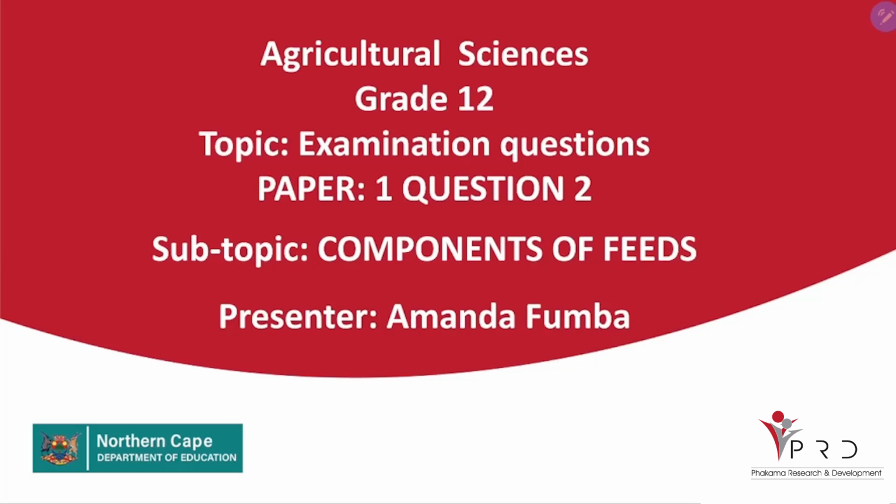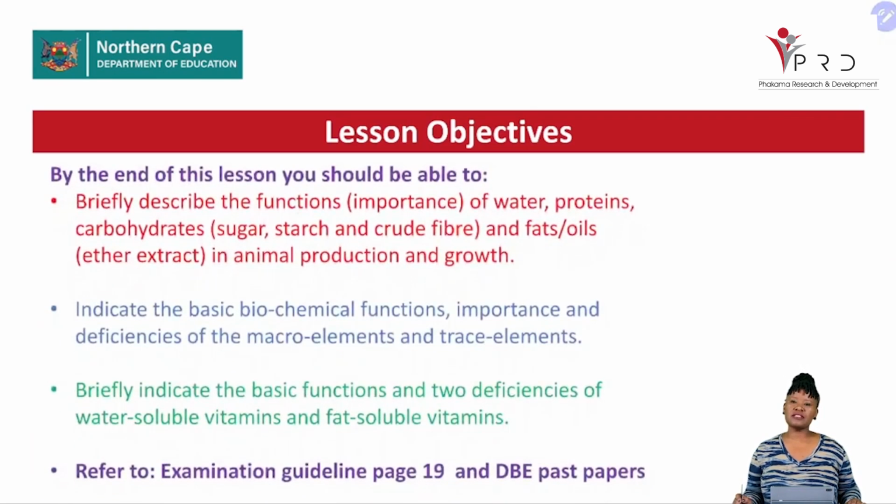For example, we cannot talk about these examination questions if we are not checking our examination guidelines. Therefore, we need first to look at our examination guidelines. What is it saying about these components of feed? The examination guidelines, we are using it as our lesson objectives. So you can refer to page 19 of your examination guidelines of 2021 and get along with your DBE past papers. Please make sure you use also your DBE past papers.